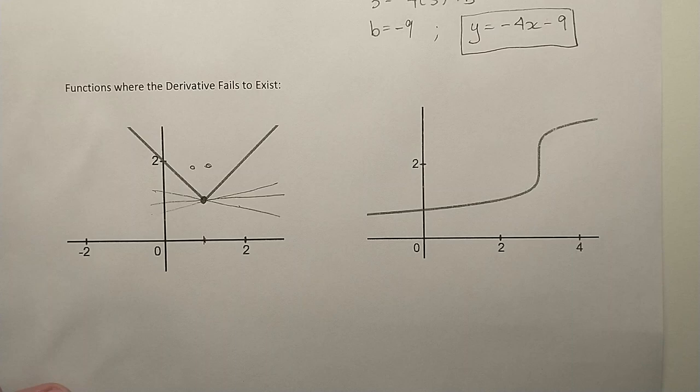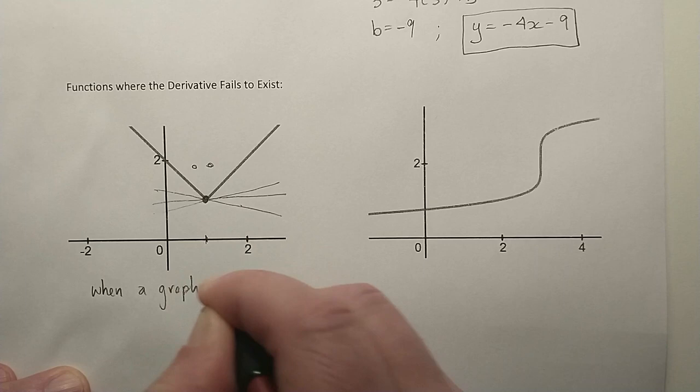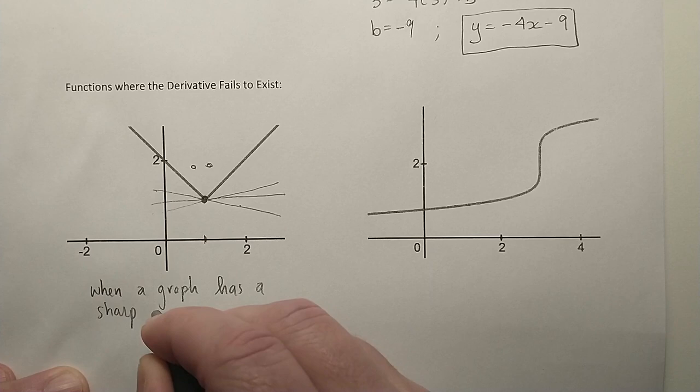So when a graph has a sharp corner, f prime of x does not exist.